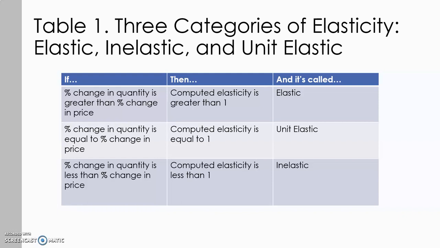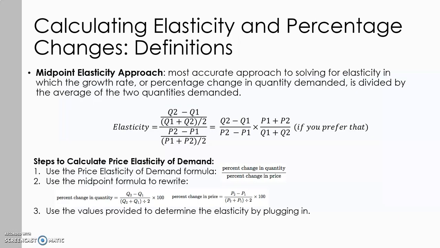Now let's talk a little bit about how we're going to calculate those elasticities. Our midpoint elasticity approach is going to take a change in quantity and divide it by the average of the two endpoints in quantity. Similarly, we'll take the change in price, and instead of dividing it by the starting or ending price, we'll divide by the average of those prices.